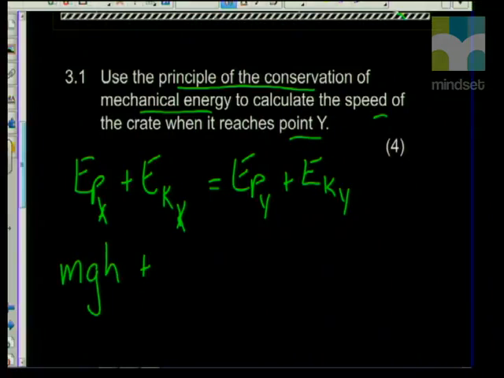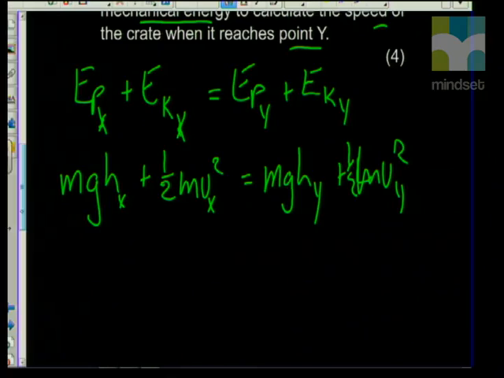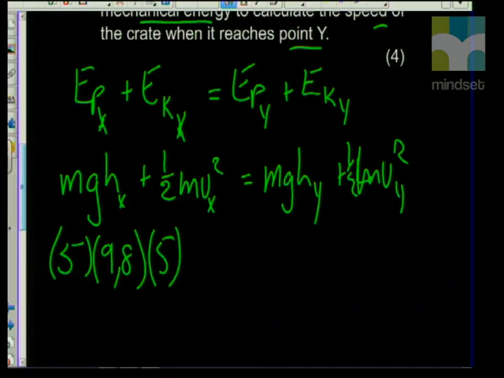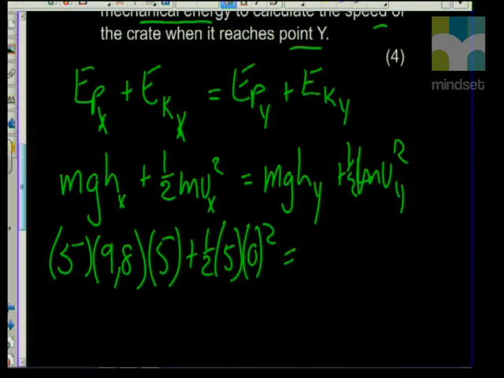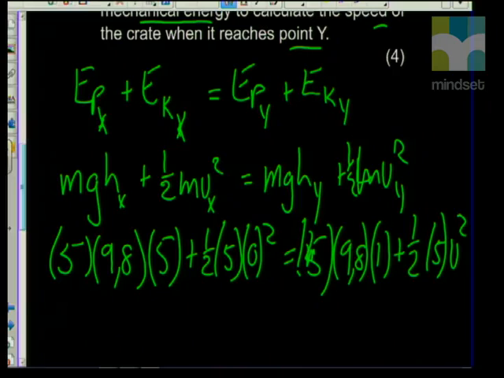mgh at X plus half mv squared, that's at X, is equal to mgh at Y plus half mv squared at Y. So this one is X and Y, and we simply substitute the values in. 5 kilograms was the mass, 9,8 is the acceleration due to gravity. The height at X was 5 meters, plus half times the mass times the velocity, and we know the velocity at the initial point at X was 0. And we're then going to substitute the mass in over here, which is 5 kilograms times 9,8. The height at this point is 1, plus half times the mass, again 5, times the velocity squared, and that's the one that we're trying to find.